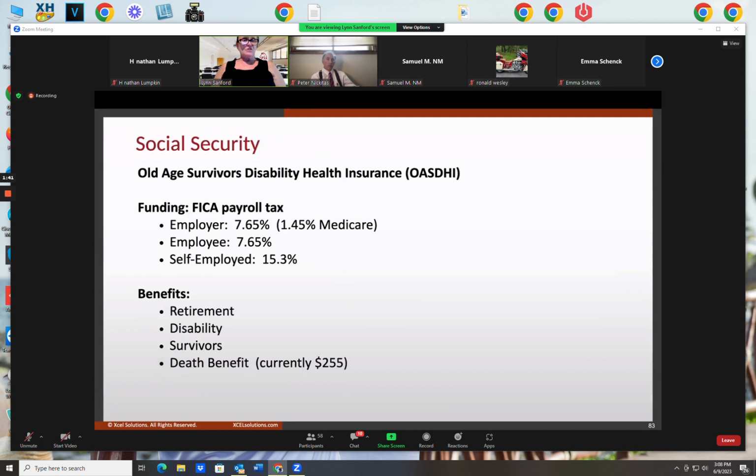Now, Social Security. Social Security, Old Age Survivors and Disability Health Insurance, better known as OASDHI. Funding is through FICA payroll taxes. So with every payroll check you earn, 7.65% comes out of you, and it gets matched by your employer, 7.65%. So on your behalf, 15.3% is sent to the Social Security Administration and credited to your name and your Social Security number. Now, if you're self-employed, you pay the whole 15.3% yourself.